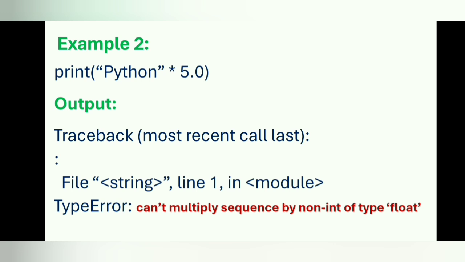The replication operator can be used with only one string value and one integer value for string replication. Otherwise, Python will just display an error message.